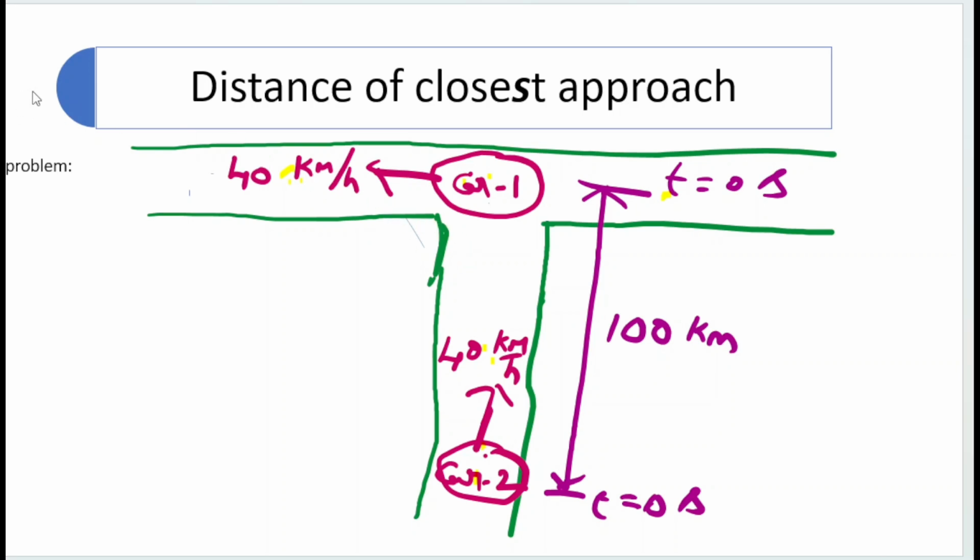But car 2's position will be here. Like this, at some instant of time, both the cars will have some minimum separation between them. In order to find that minimum separation, or distance of closest approach, we can find it in the normal way also, but here we are going to solve this problem by using the concept of relative velocity.